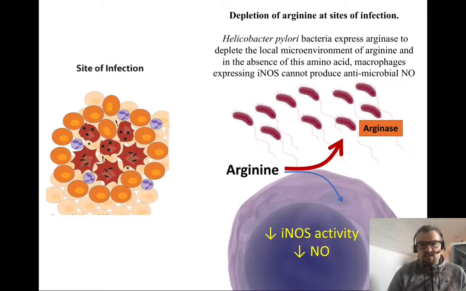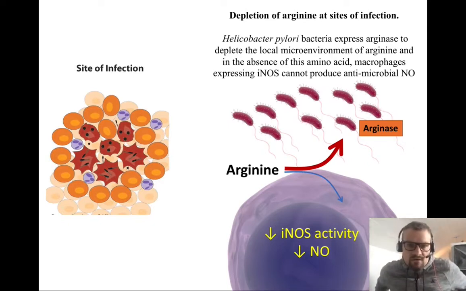If we look at sites of infection, there are other examples where these metabolites can be altered in expression, and this tends to happen when a pathogen has developed a strategy of immune evasion that involves depleting some of these nutrients. So, for instance, Helicobacter pylori bacteria express arginase, and this is beneficial to these bacteria because it depletes the local microenvironment of arginine, and in the absence of this amino acid, the macrophages that are coming to deal with this infection have an inability to make nitric oxide.